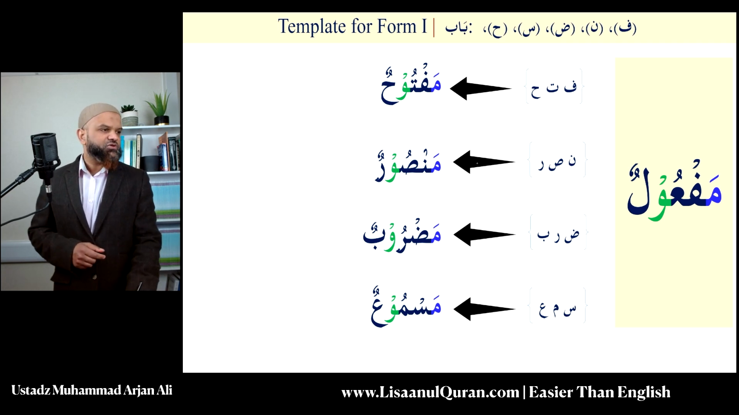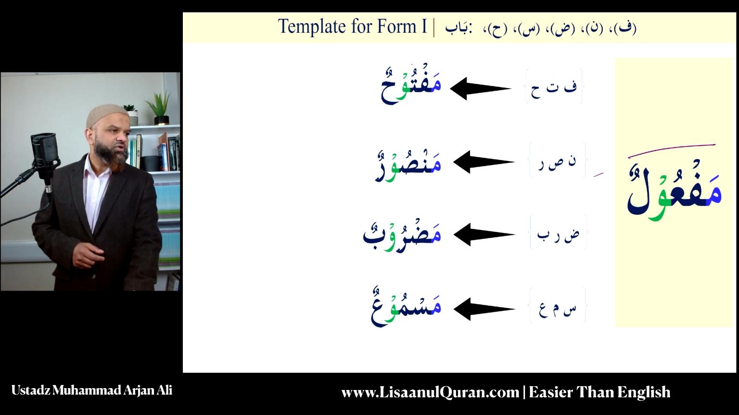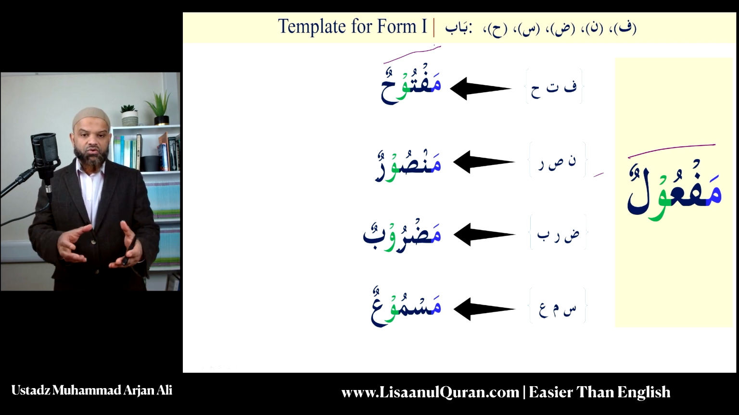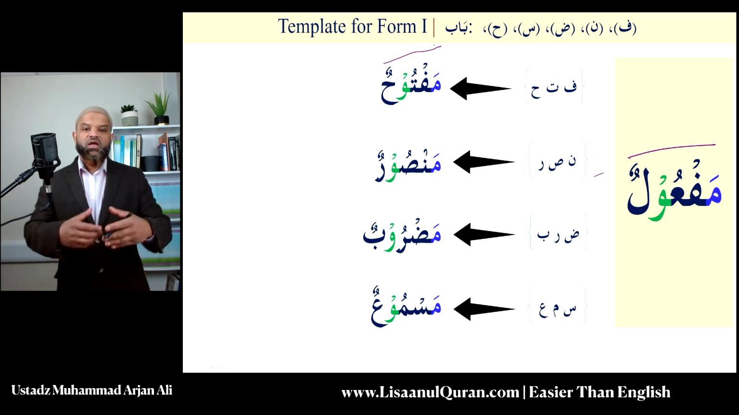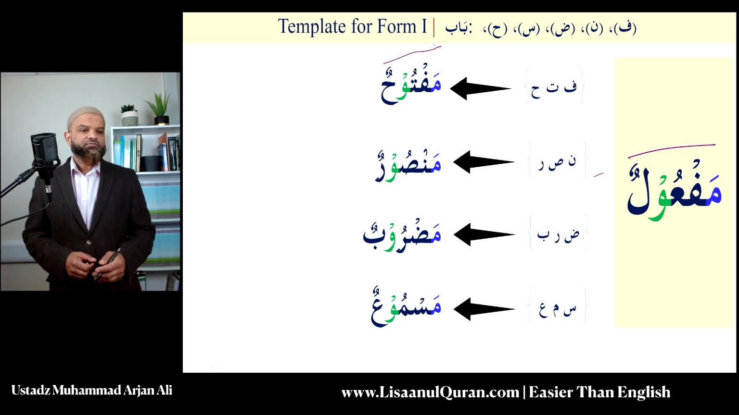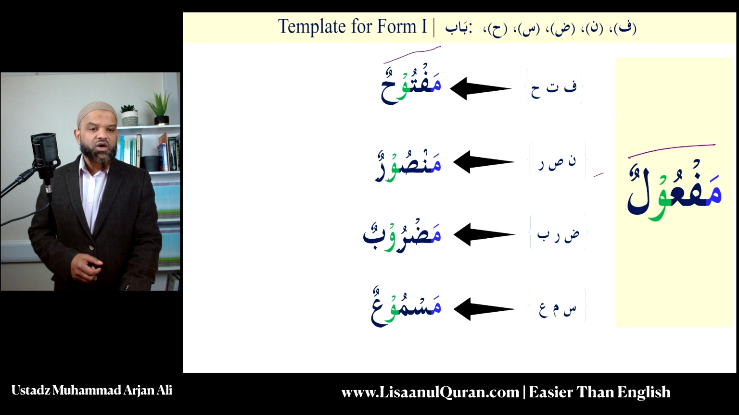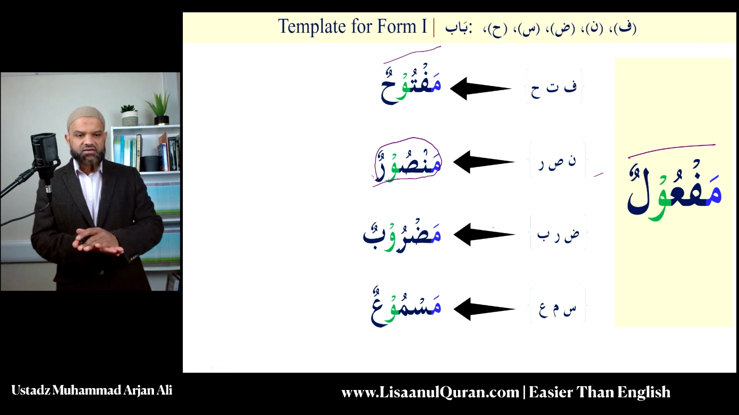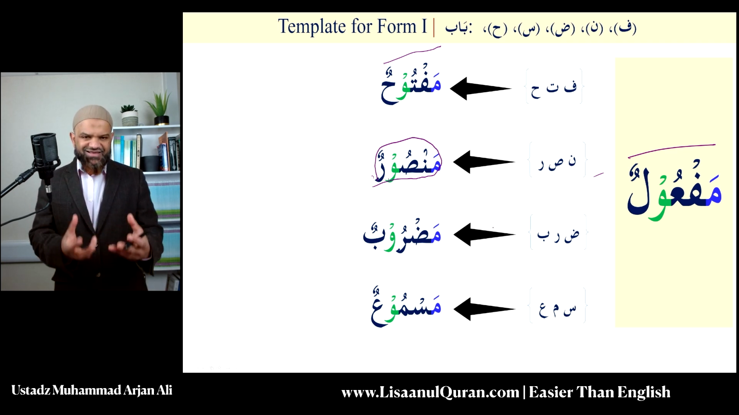So please pay attention to the pattern. You'll see it exactly rhymes with maf'ulun, and we have maftuhun, that which has been opened. So I can say, for example, al-babu maftuhun, the door is opened or has been opened. And mansurun, the one who receives help. The one who has received the help or the victory or the thing that has received it is mansurun. Again, please pay attention. It rhymes with maf'ulun. Madrubun, the one that has been struck, and masmu'un, the thing that has been heard.